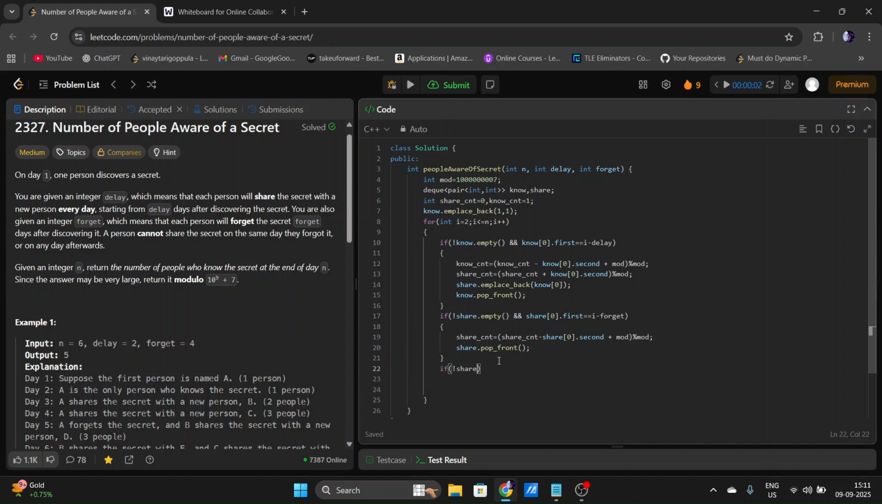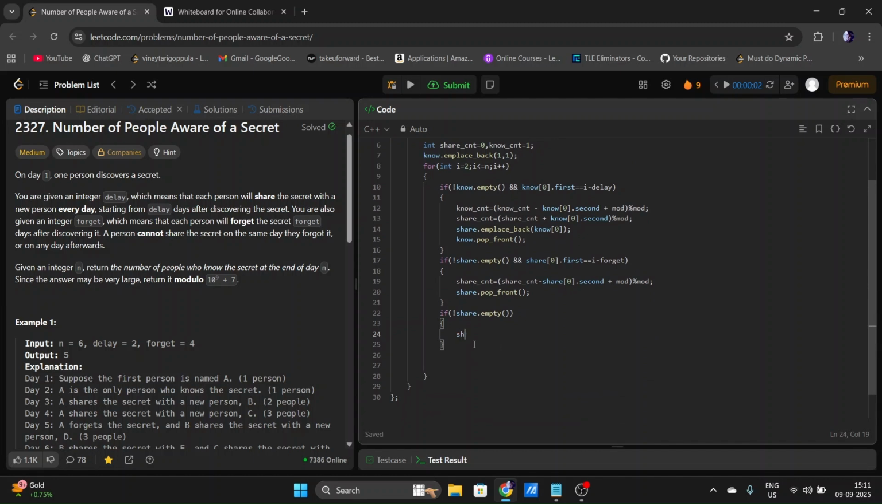we know that someone is there to share the secret. So we will check that if the share disk is not empty, then the persons who know the secret will be increased. Known count plus share count. Why known plus share count? One person at most can deliver that secret to one other person only. So if there are two persons who can share, they will tell another two. If there are four, they will tell another four, like that. And person mod.